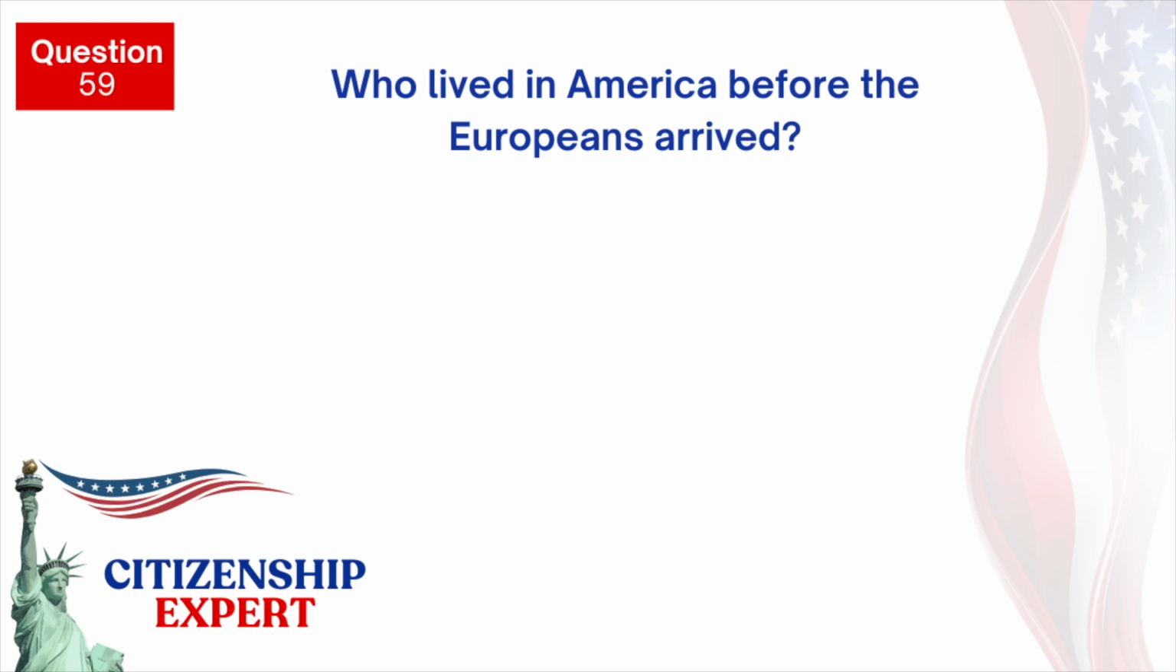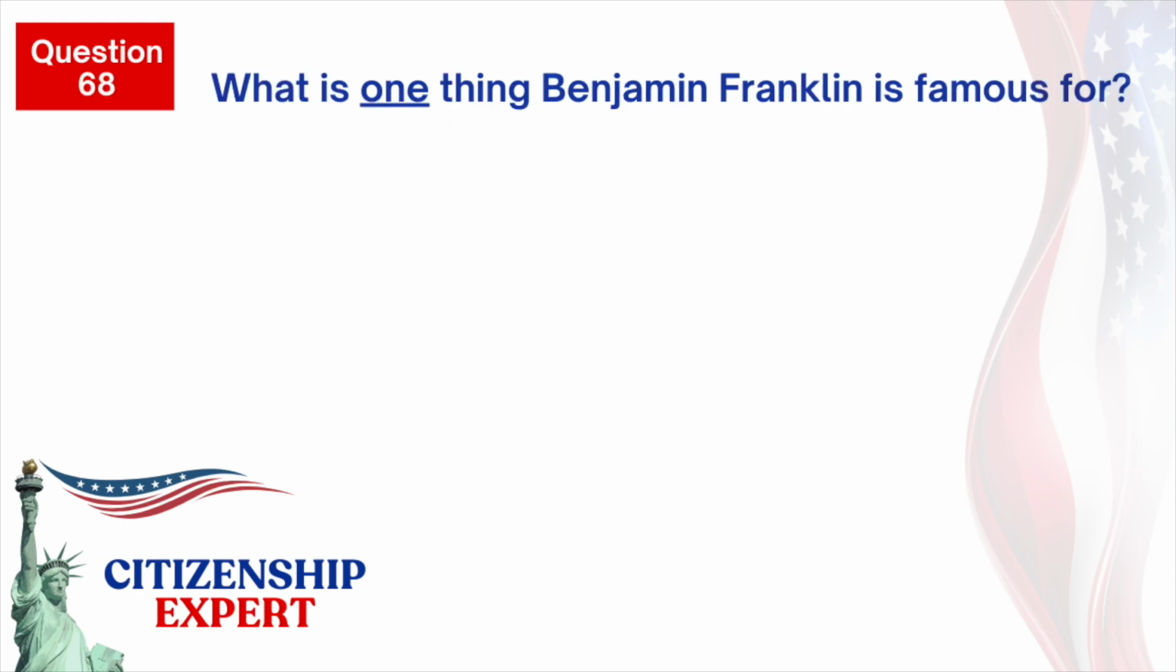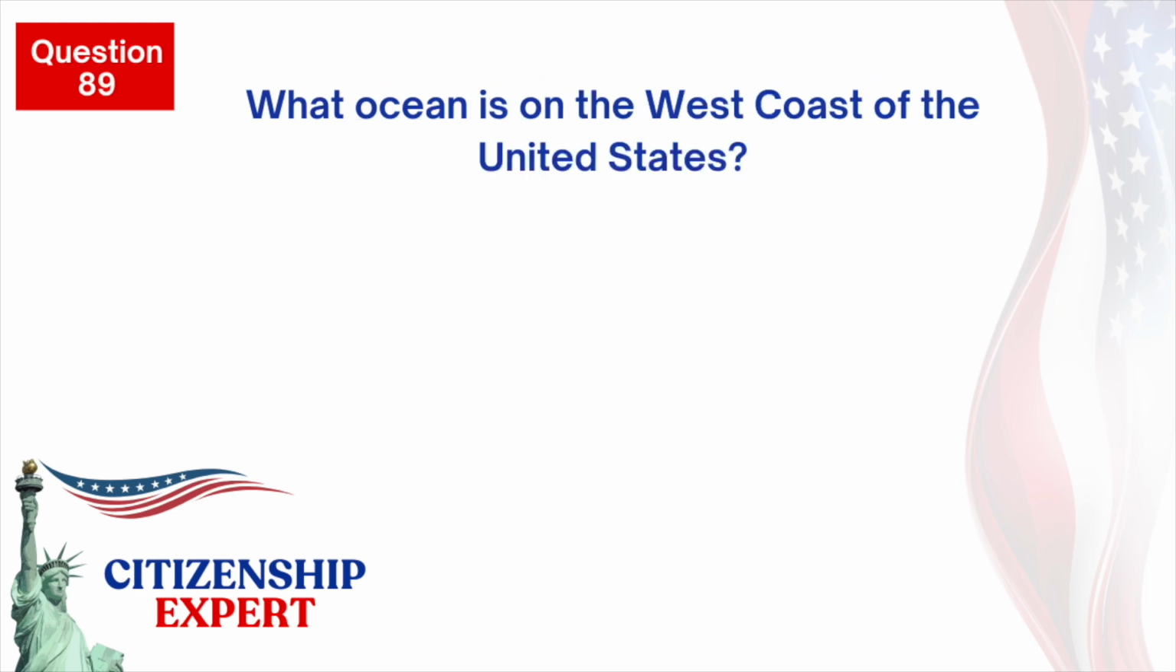Who lived in America before the Europeans arrived? American Indians. What is one thing Benjamin Franklin is famous for? U.S. diplomat. What ocean is on the west coast of the United States? Pacific Ocean.